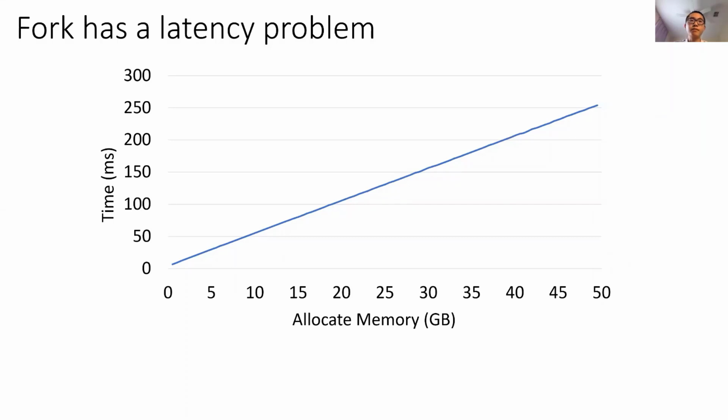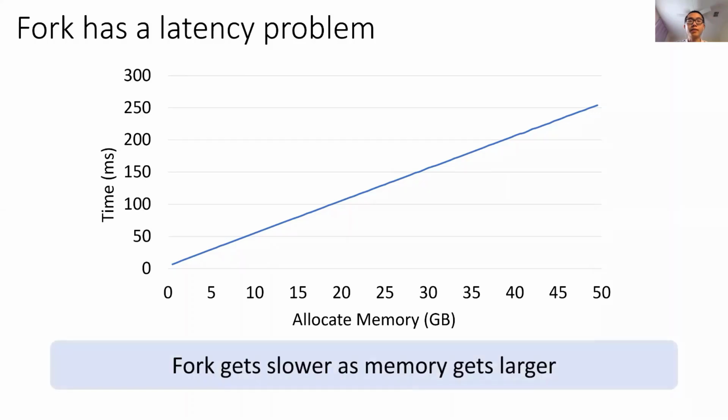Fork might be fast enough when allocated memory is no more than a few megabytes, but with increasingly large memory footprints of applications, fork is getting slower. How slow, you might ask? At 50 gigabytes of allocated memory, a fork call can take over 250 milliseconds on average to complete. We will look into why fork becomes slow in a moment. But first, let's see how bad this 250 milliseconds of latency is.